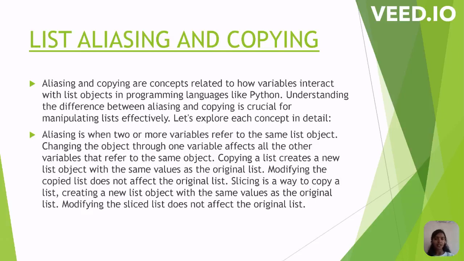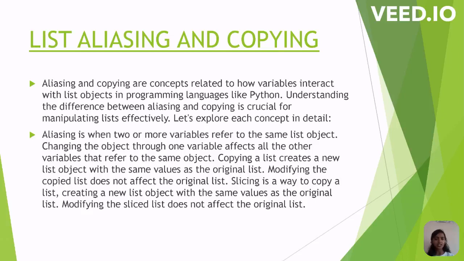Aliasing and copying are concepts related to how variables interact with list objects in programming languages like Python. Understanding the difference between aliasing and copying is crucial for manipulating lists effectively. Let's explore each concept in detail. Aliasing is when two or more variables refer to the same list object. Changing the object through one variable affects all the other variables that refer to the same object.